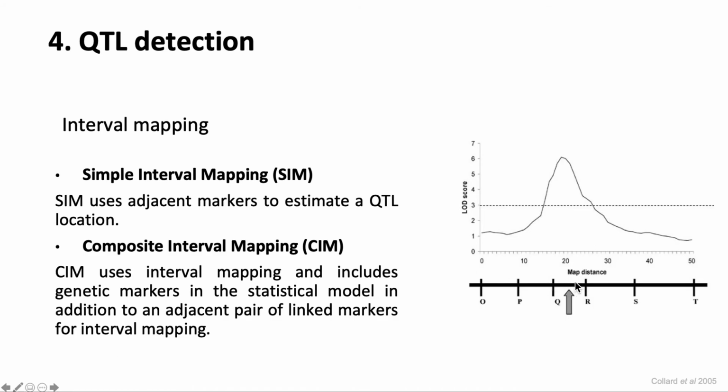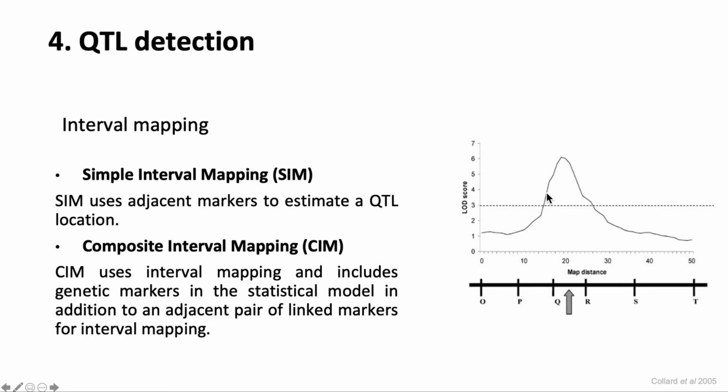to each other, we can define that the QTL is here, because the strongest association of the molecular markers and the phenotypes is in this region. And as you can see here, the markers P and S are not so associated with the phenotype, so that is why we can define that the QTL is in this region.